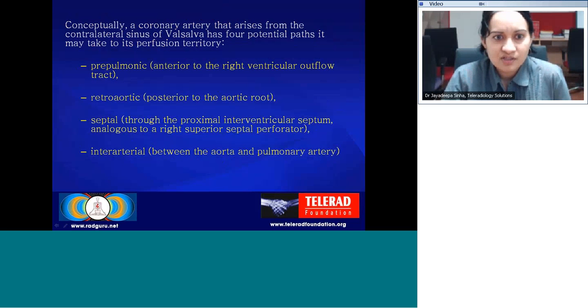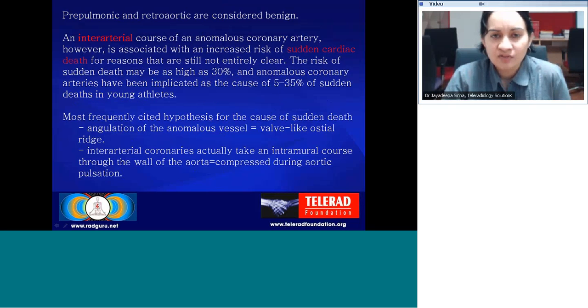The first 2 of these are considered benign without any significant clinical implications, whereas an interarterial course of an anomalous coronary artery between the aorta and pulmonary artery carries an increased risk of sudden cardiac death.